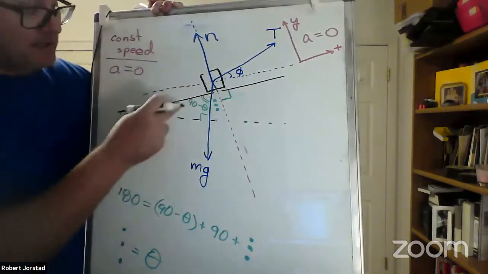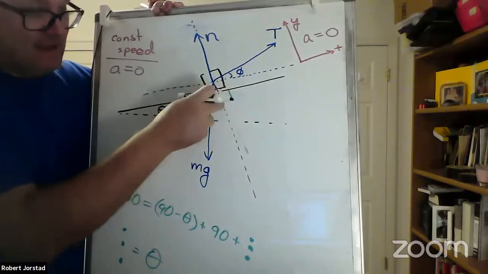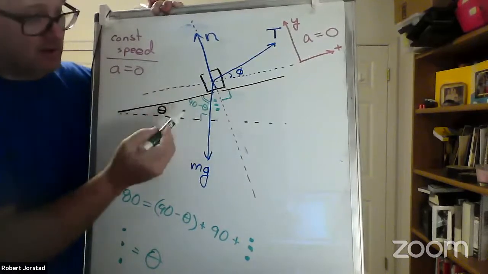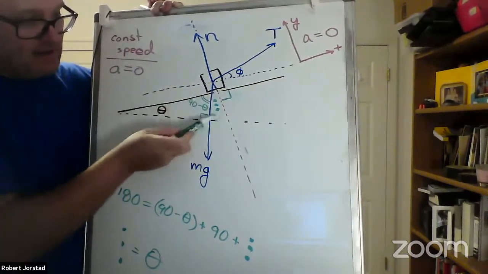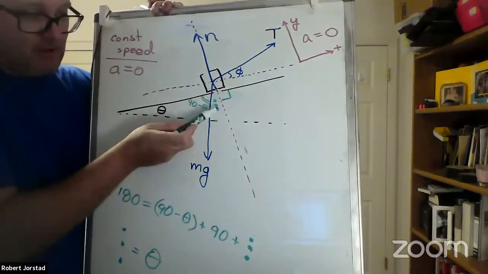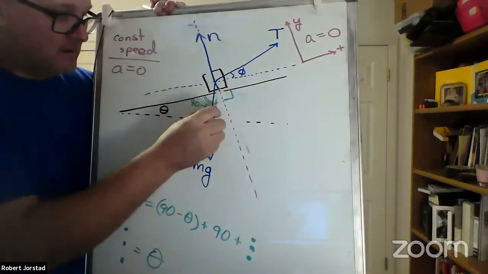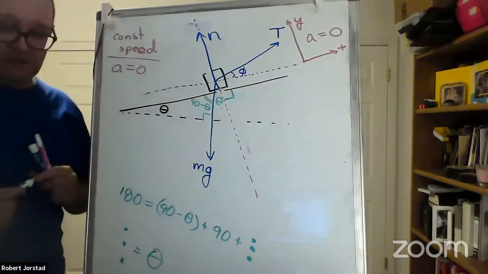Or think about it this way. Don't these two angles have to add up to 90? If this is 90, that means this is 90. Sorry, I'll use my marker. If this is 90, that means this angle right here is 90. So that plus that have to add up to 90, which means the only way that works is if this is also theta. So far, so good?